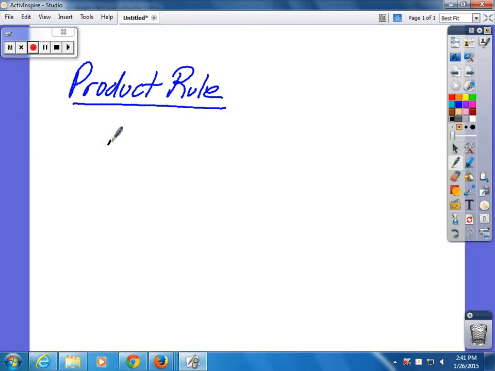The product rule says that if you have the same base and you are multiplying the two terms, what do you do to the exponents? You add them. That's right, class. And that's what that means.